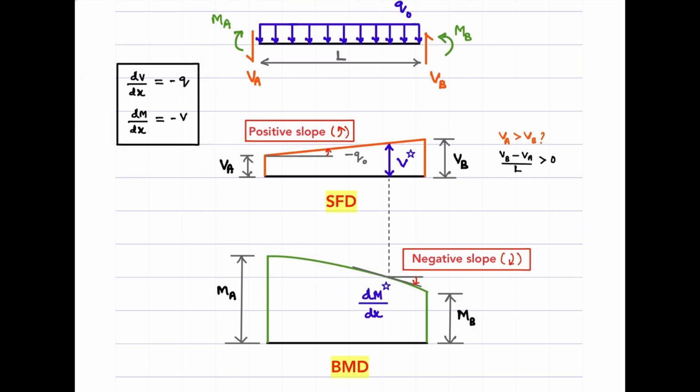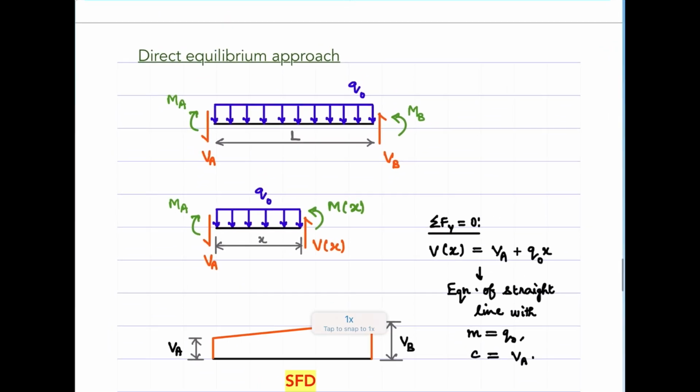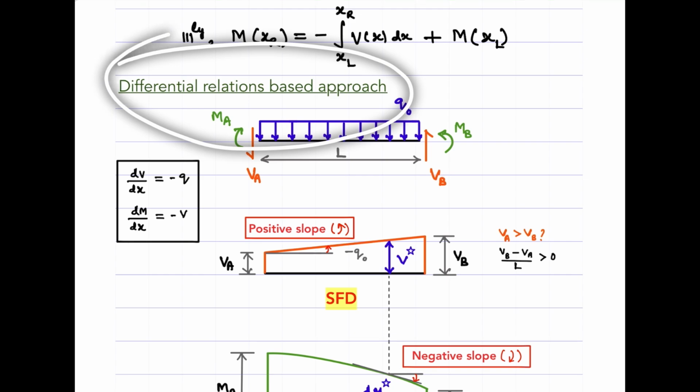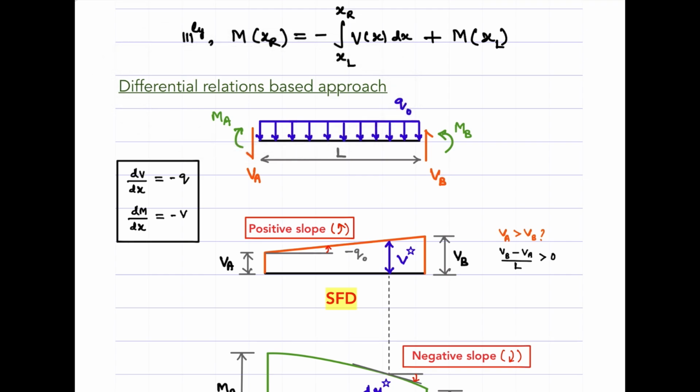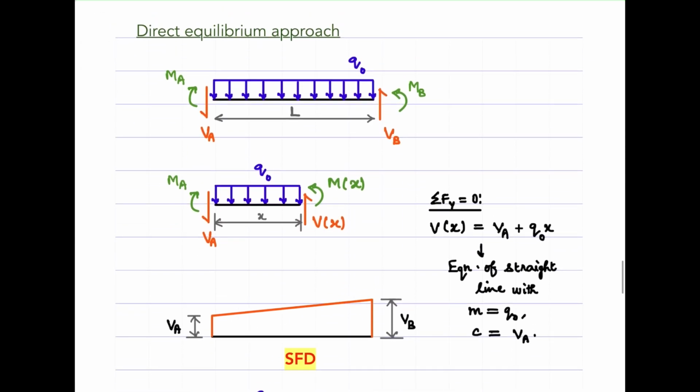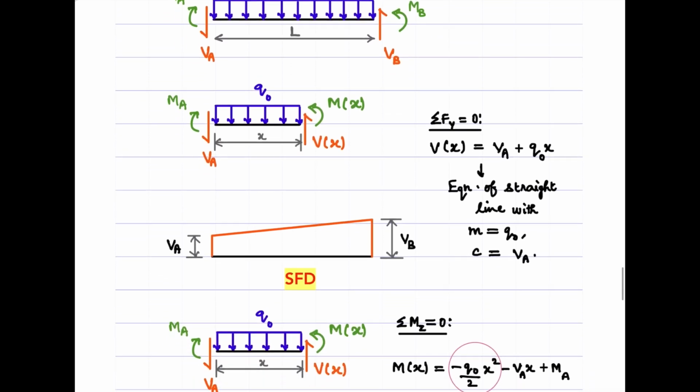But this is not the only way. I'm going to explain the other way also briefly. By the way, this one I'm calling the differential relations based approach, because I'm trying to draw qualitatively using these expressions. But in the other approach, which is based on equilibrium, which I call the direct equilibrium approach, what one does is cut a section, typically at a distance x meters away from the left hand, show the shear force and bending moment like this in the positive sense, and write the equations for shear force and bending moment using the equilibrium conditions.